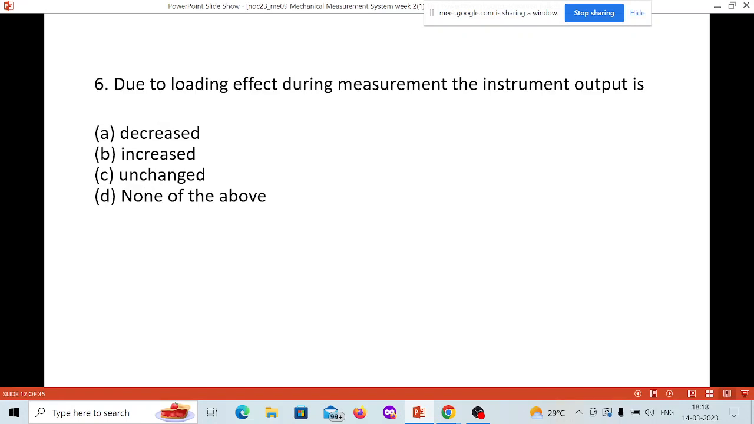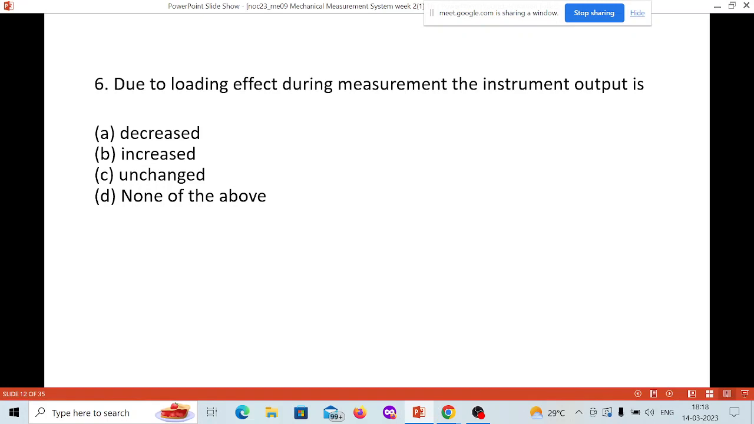So moving to the next question. Due to loading effect during measurement, the instrument output is A. decreased, B. increased, C. unchanged, D. none of the above. So due to the loading effect during measurement, the instrument output is A. decreased, B. increased, C. unchanged, D. none of the above.